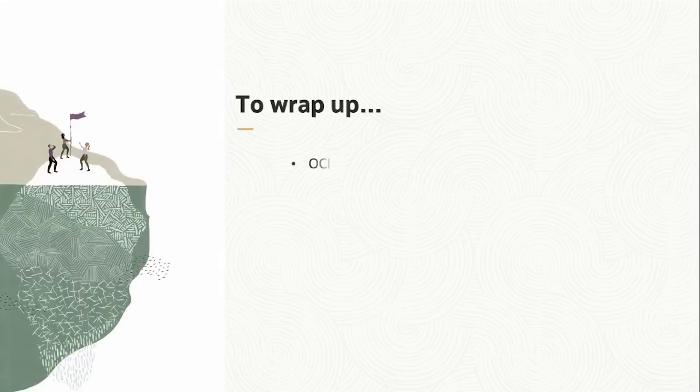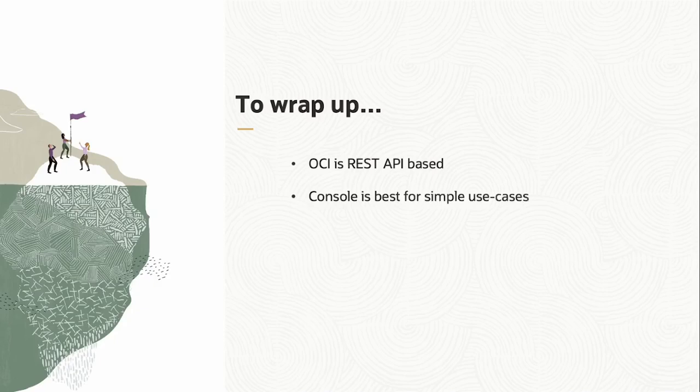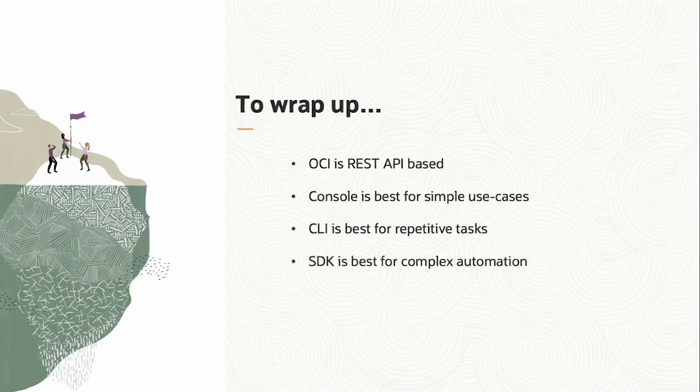Summing up, we have that OCI is fundamentally REST API based, but we generally use higher level tools to generate those calls. The console is best for simple use cases, experimenting and prototyping. The CLI is best for simple but repetitive tasks and automation. And the SDK is best for complex automation.